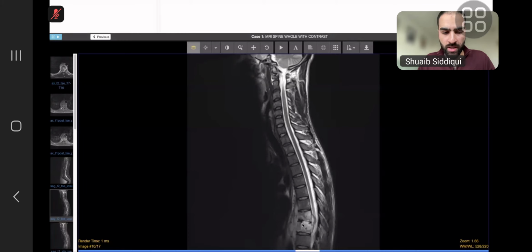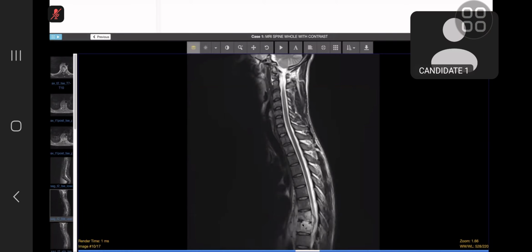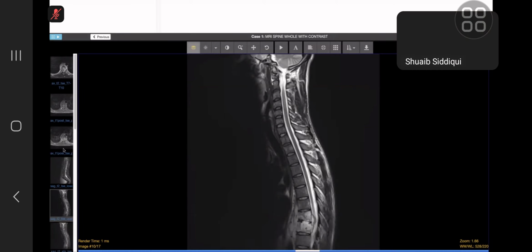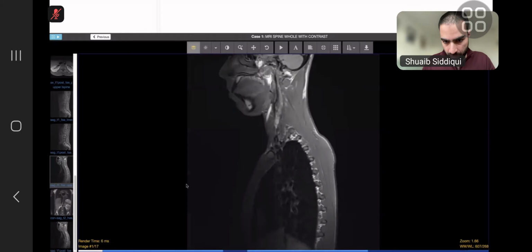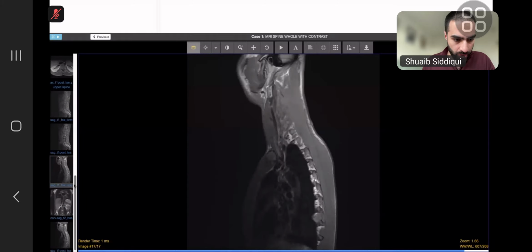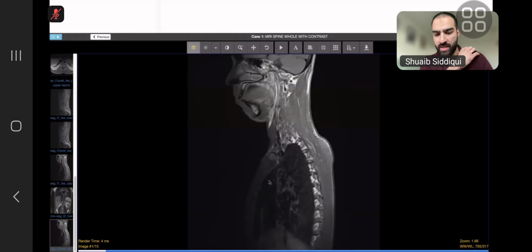What other sequences would you like to look at when you're normally assessing a spine for an infective process? So we looked at the sagittal T2 so far and the axial T2. Is there anything else you'd like to look at? So we would like to look at the post-contrast images. Okay, fine. So let's contrast. Sorry, that's pre-contrast. Here we go. Okay, does this confirm your suspicion?